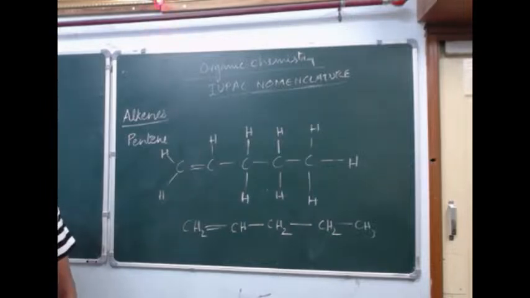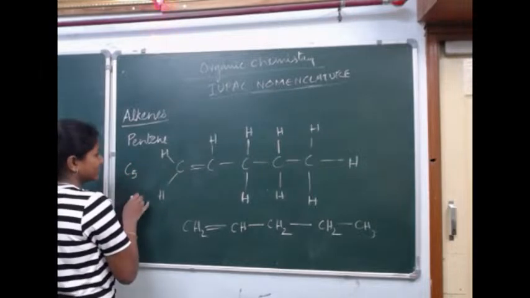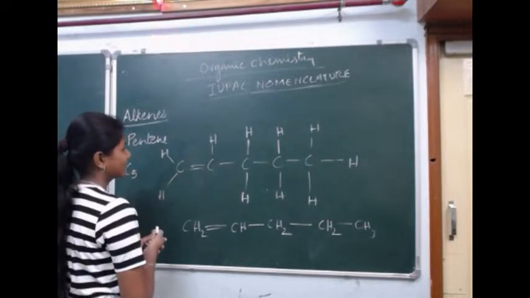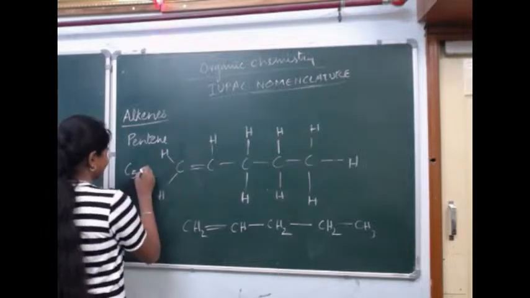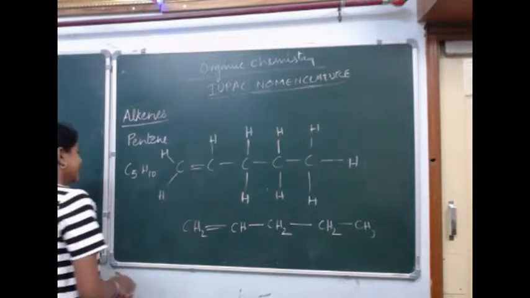Okay, so can you write down the molecular formula? Try the molecular formula. It is C5H10 because pentene. For alkene, what is the general formula? CnH2n. Good. So this is alkene. What about this one? This is C5. Can you go ahead with hexene? 6 carbon atoms.